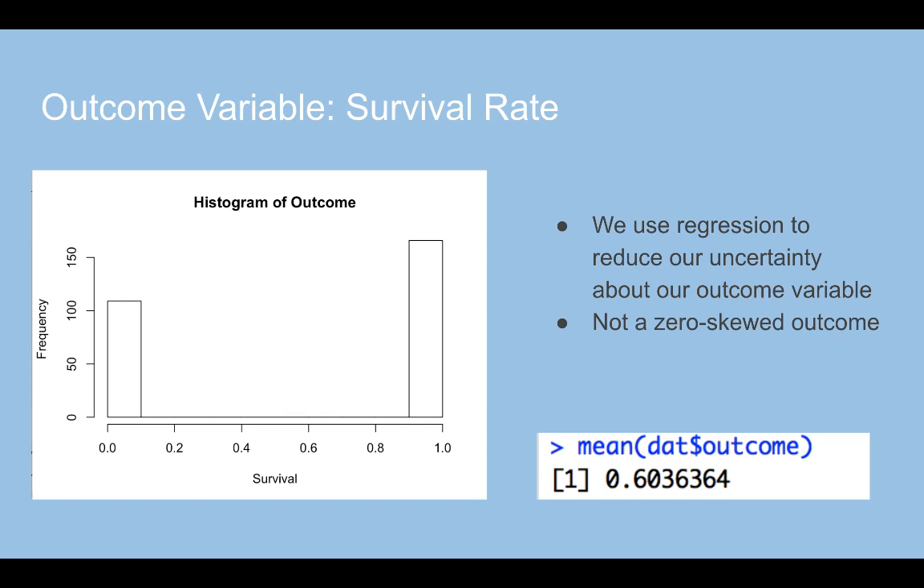And the other important thing to note here about our outcome variable is that our mean is about 0.6. So it falls in that middle range, and that means that it's not a zero skewed outcome. And this is important because we have to make sure that we are appropriately using logistic regression, and logistic regression is really only going to be appropriate when you have a relatively even distribution. And so that would mean a mean between about 0.4 and 0.6.